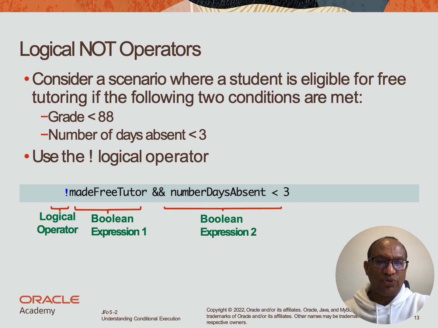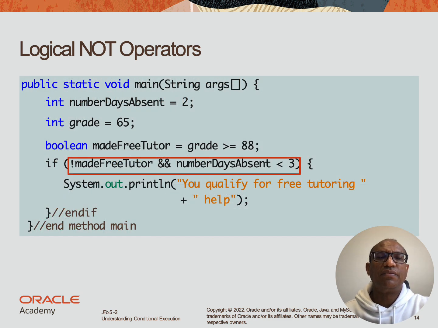Now for logical NOT. Suppose you want to check if a student is eligible for tutoring help only if they didn't already qualify. Use exclamation mark to reverse the madeFreeTutor condition. Here's the full example. Because the student's grade is below 88, madeFreeTutor is false. The NOT operator flips it to true, making the condition eligible for help.